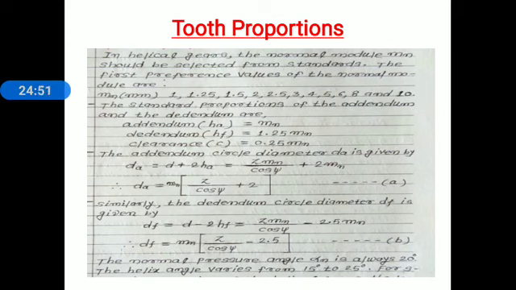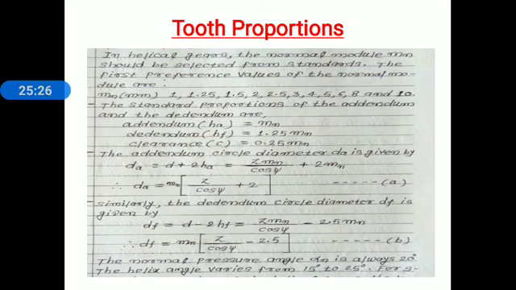Now next, in tooth proportion, first was the normal module, and these are the first preference values for the normal module. The second point is the standard proportion for addendum and dedendum. First, addendum, in case of a helical gear, is denoted by letter small h suffix a, and that is equal to the normal module. Dedendum is denoted by letter h suffix small f, and that is equal to 1.25 times normal module, and the clearance, small c, is 0.25 times normal module.